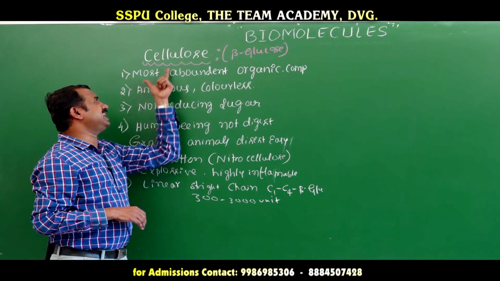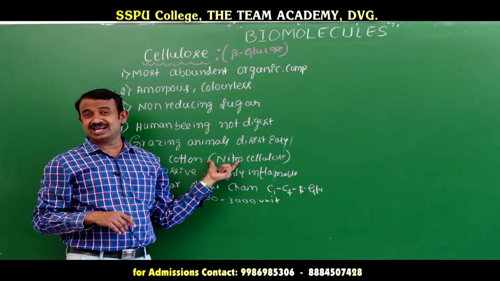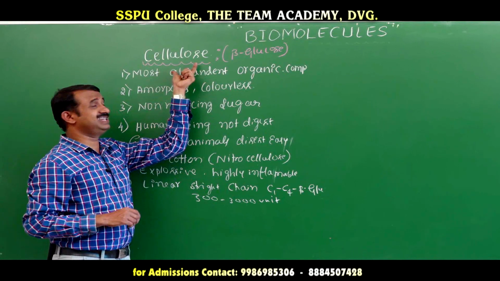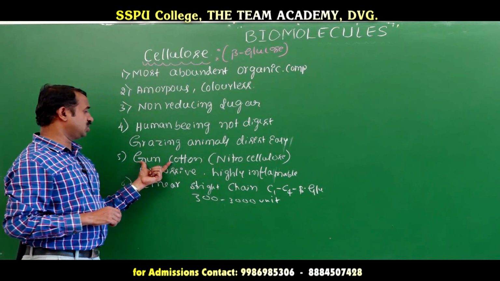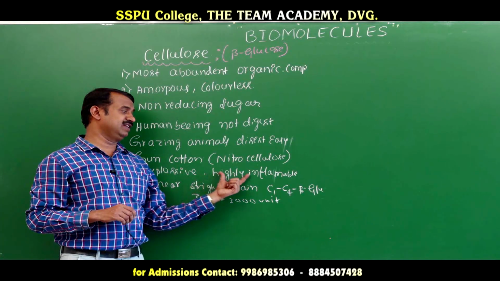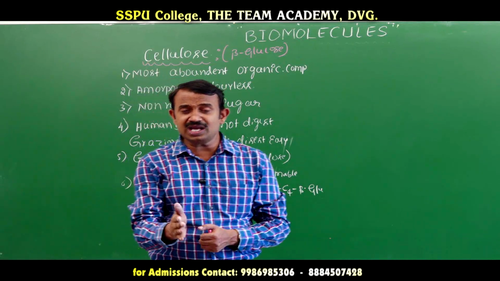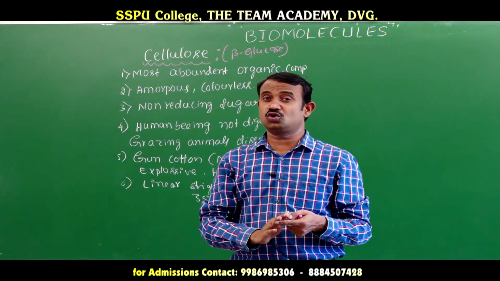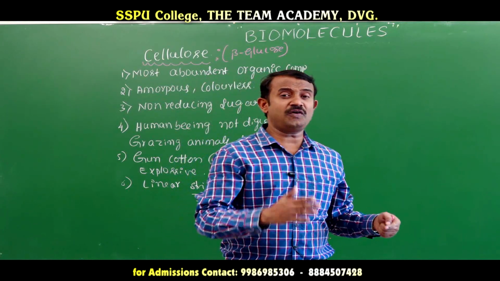Next, from cellulose we make gun cotton, the nitrocellulose. In polymers, it is a semi-synthetic polymer. Here cellulose is natural and nitro is chemical. We are using nitrocellulose in gun cotton. It is highly explosive, highly inflammable, and it is a linear straight chain of C1 carbon of alpha glucose and C1 carbon of beta glucose and C4 carbon of another beta glucose. Let us go one by one.